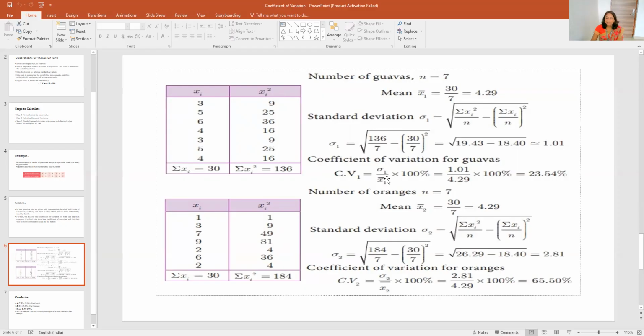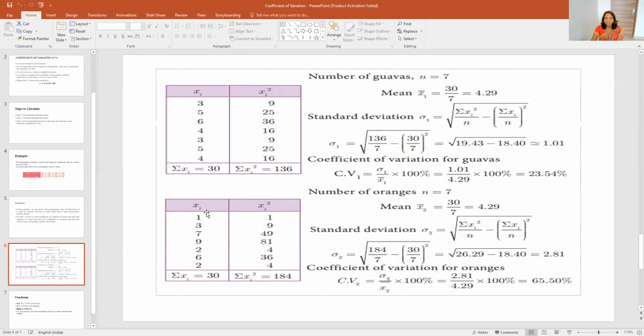Now we will calculate the coefficient of variation for guava. The formula is standard deviation divided by mean multiplied by 100. We have calculated this here: 1.01 standard deviation, mean is 4.29, multiplied by 100. We got 23.54%. The same way we will calculate for the orange also, with data given for 7 days.